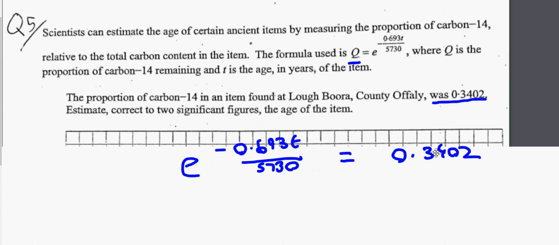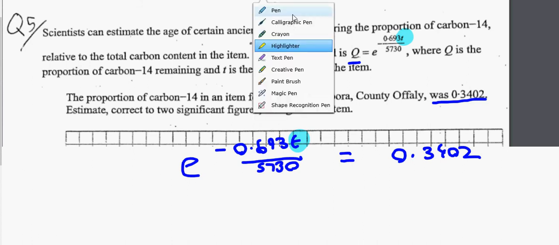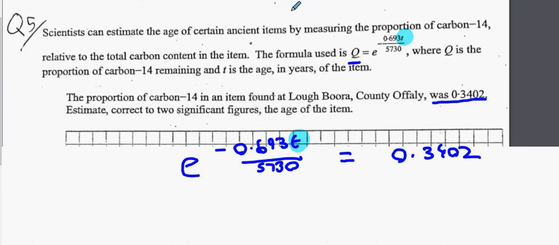What can I do to both sides? The variable I'm looking for is stuck in the power position. I'm looking for the time. What's the only function that removes variables from the power position? Logarithms. Any log of your choosing. What would be a good log to use? Why would ln be a good log to use?